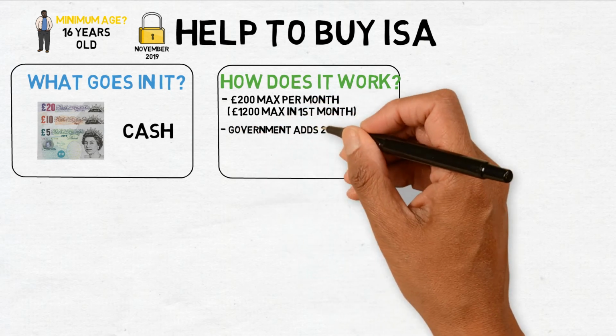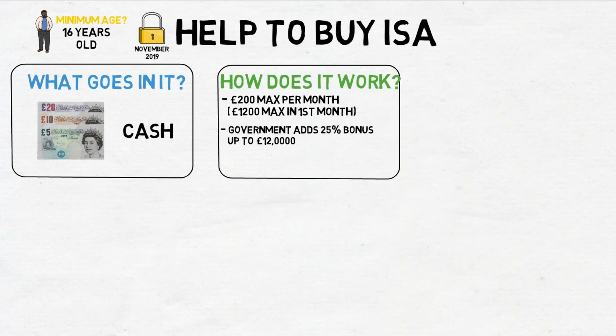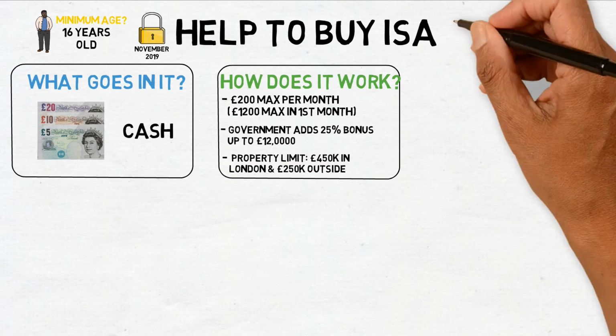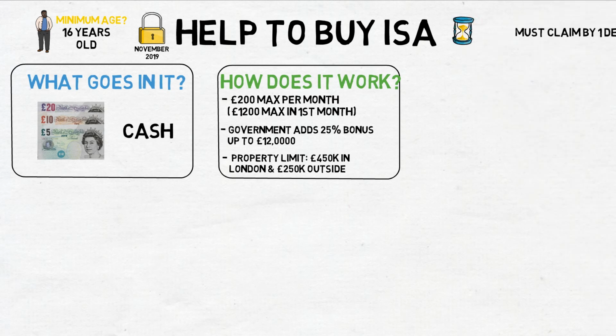The government will add a 25% bonus, but you need to have saved at least £1,600 to be eligible, and this will give you a bonus of £400. The maximum bonus paid is £3,000, so to achieve this, you will need to have deposited £12,000. You are only entitled to the bonus if you are a first-time buyer and you are buying a house worth up to £450,000 in London or £250,000 outside London. You must claim your bonus by the 1st of December 2030.